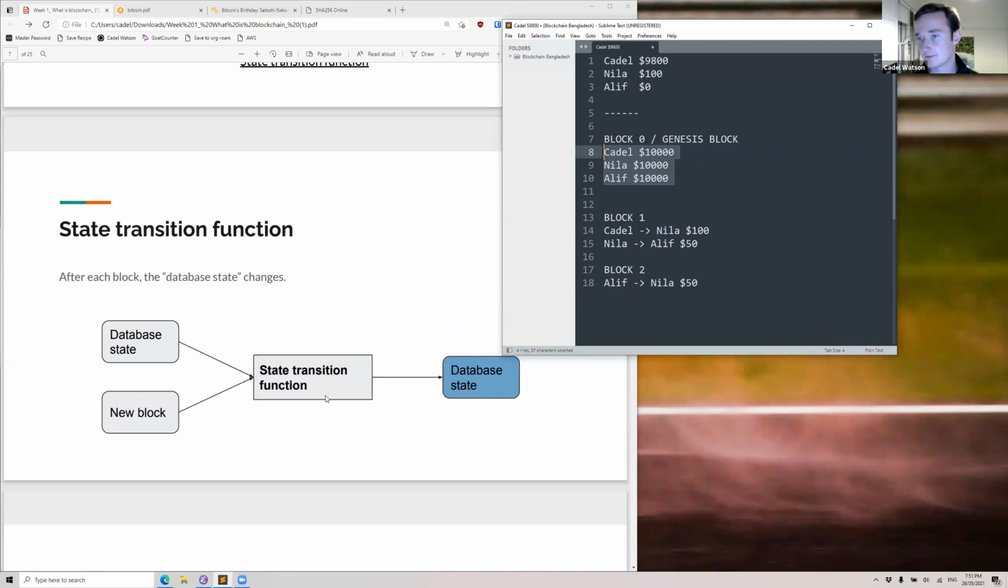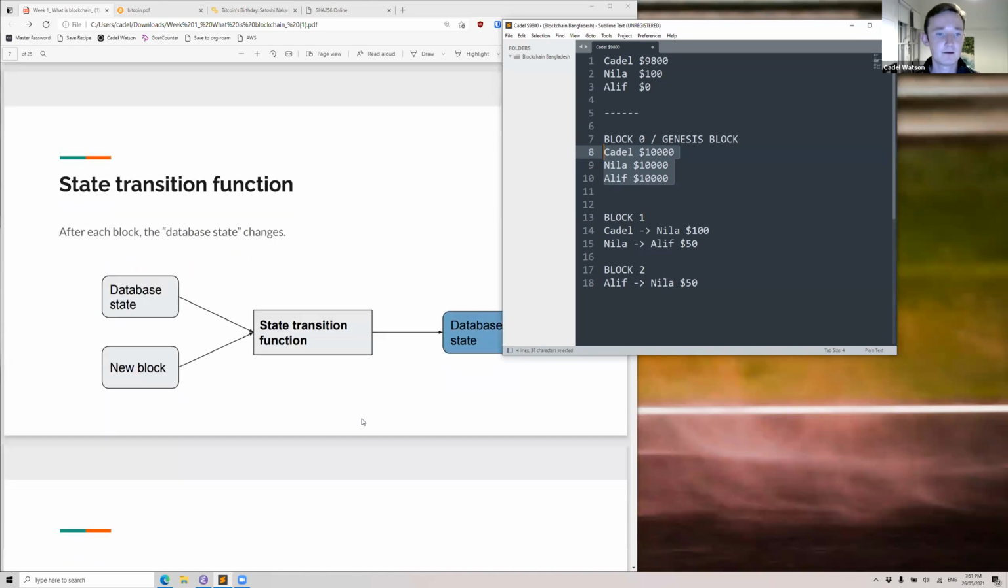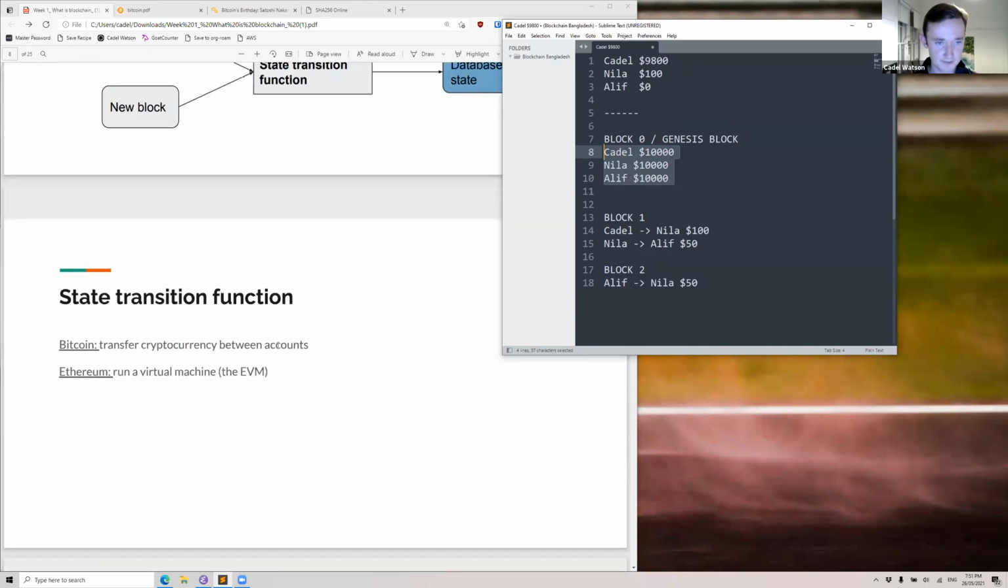Now, what makes a lot of blockchains unique and different to each other is that this state transition function can really be anything. So in our use case, what we've got is a function which transfers money between people. And that's what Bitcoin does. It transfers the cryptocurrency between accounts.